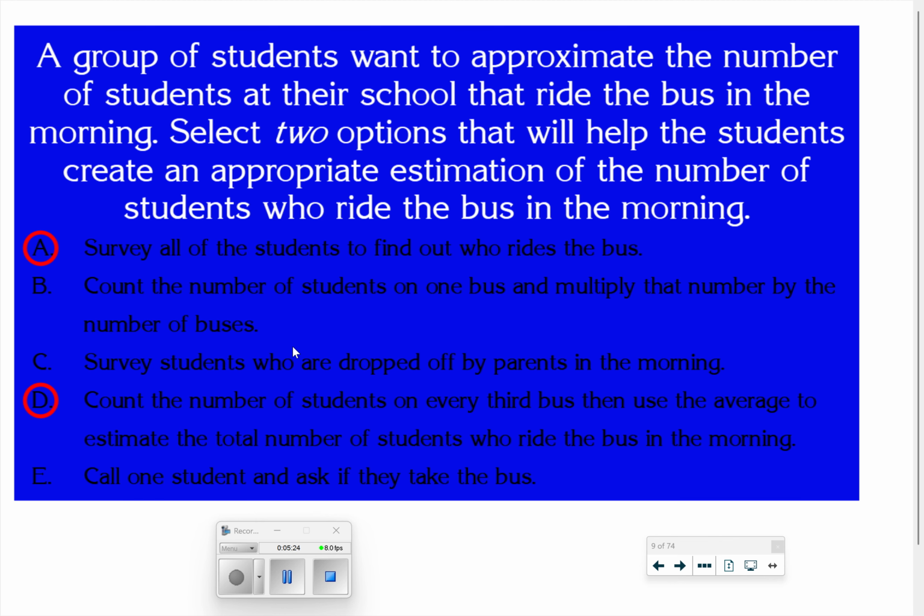So, survey the students who are dropped off by their parents. That won't help you at all. Count the number of students on the third bus, then every third bus, and then use the average to estimate the total number of students who ride the bus in the morning. That gives you a clearer picture as well. And call one student and ask if they take the bus. That's silly. So, it's A and D.